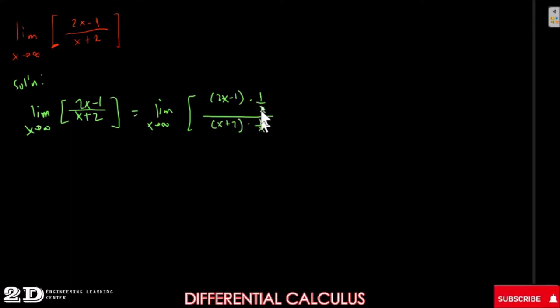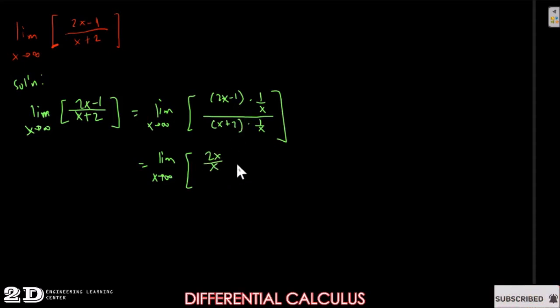Okay, so in this way, we are not altering the given equation, because if you divide this one, it will be equal to 1. So we are not doing something that is illegal in algebra. Okay, so we're just doing this in order for us to have a special identity. So we have the limit as x approaches infinity, so this will become now 2x over x minus 1 over x, over x plus 2 over x.